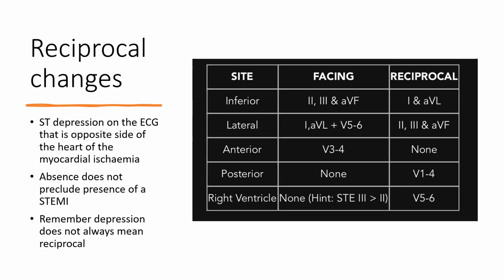But it doesn't always need to be reciprocal, because we often say that if we see elevation in inferior leads, we should expect reciprocal changes, so ST depression in leads 1 and AVL, because these face the opposite side. But if you're just seeing depression in leads 1 and AVL, and nil changes in the inferior leads, then this could potentially just be an NSTEMI rather than a full STEMI. So that's just something good to know.